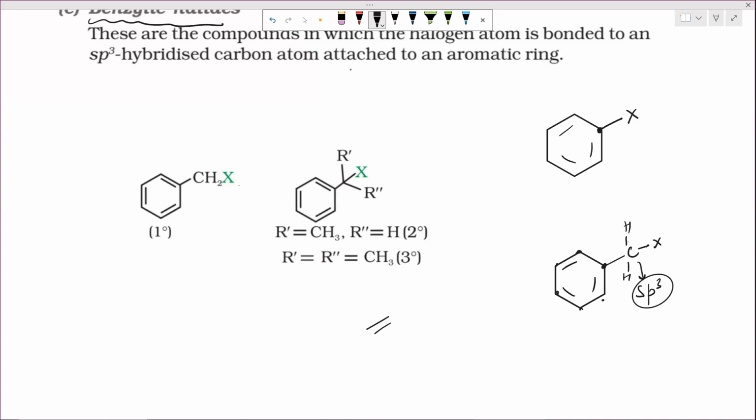Because they are making double and then one single. So you'll check that this is how all carbons are bonded in the benzene ring. Okay. So you can check: one, two, three single bonds. One, two, and three. Three single bonds.